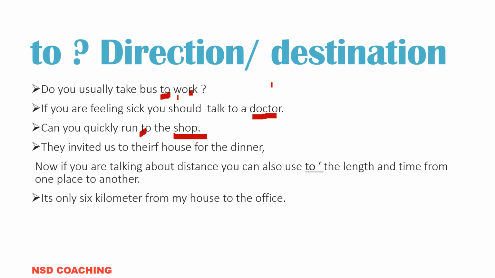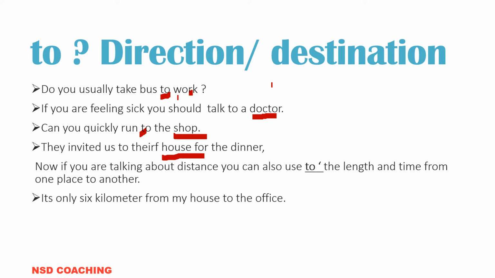They invited us to their house for dinner. What is this example saying? They invited us to their house for dinner. What is the destination here? House is the destination here. "To" is used to give us a direction as well as the destination. Now here we can see work is a destination, doctor is a destination, shop is a destination, and house is the destination.